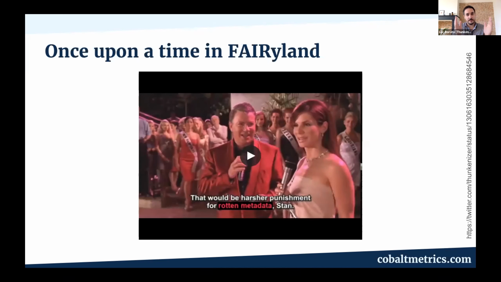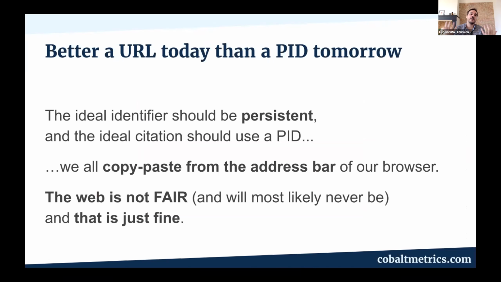So in that short clip, of course, I would be played by Sandra Bullock. What I mean by that is that we all know that the ideal identifier should be persistent, that the ideal citation should use a persistent identifier so that the ideal data set is FAIR. But at the end of the day, we all copy paste from the address bar of our browsers. I still do it, we all do it. And the web is not FAIR. It will most likely never be, but that's just fine.